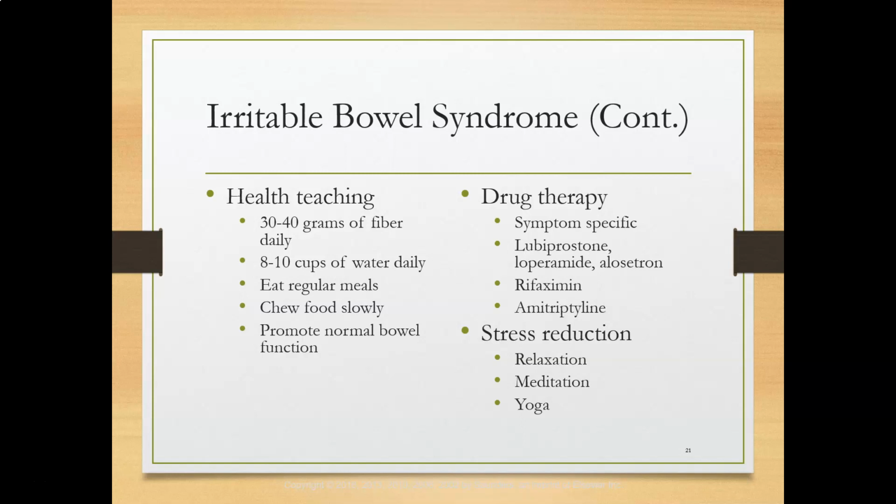Their treatment for therapy can be different medications. As you can see, some of them are just antidiarrheals. Then you also have rifampin, and you also have amitriptyline as well. And all of these can sometimes assist in the caring for the symptoms. Again, the drug therapy is symptom specific. Also, sometimes stress reduction with relaxation, meditation, and yoga may be helpful for the patient with irritable bowel syndrome as well.